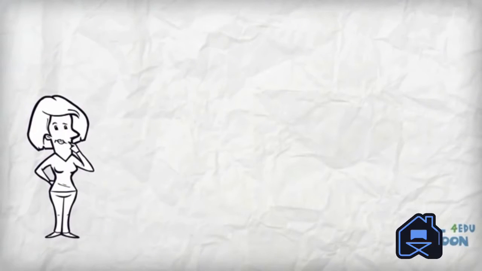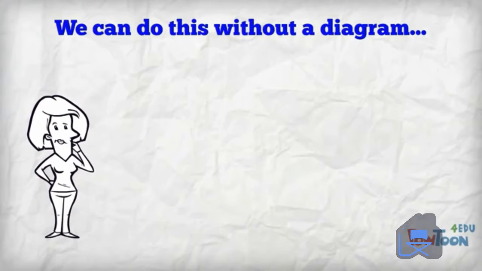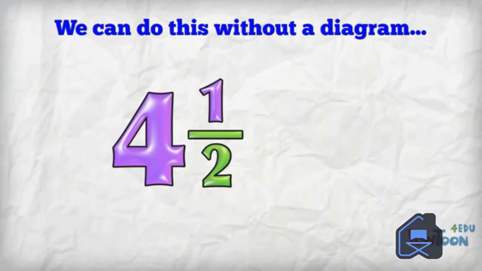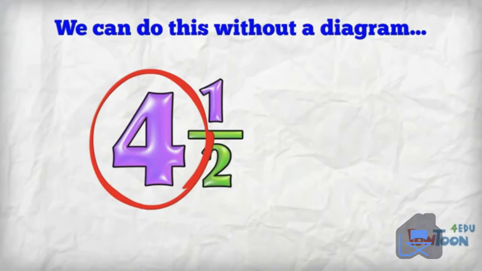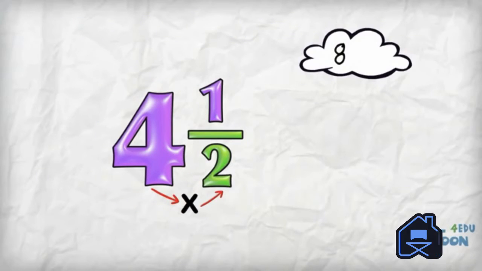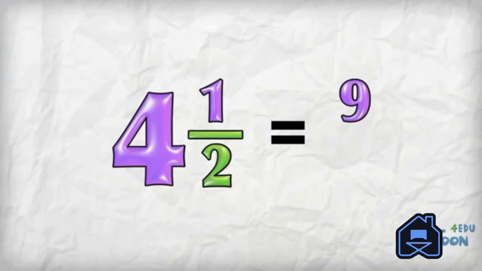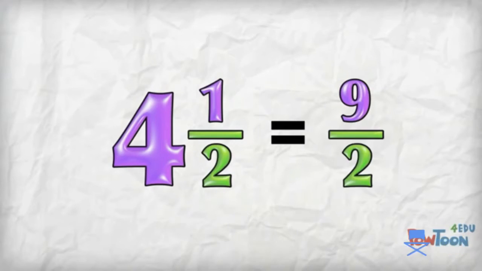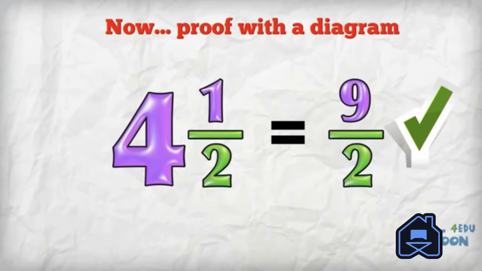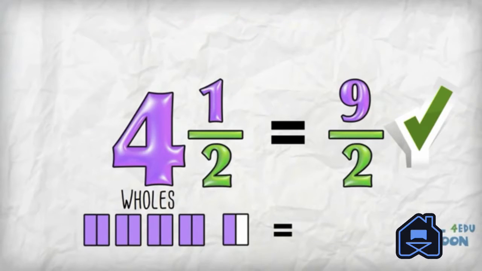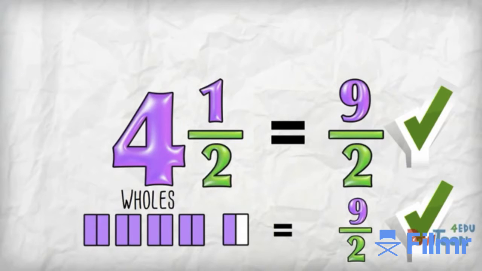We can also do this work without using a diagram. Let's take another example. 4 1/2. Each whole is worth 2 because our denominator is 2. I have 4 wholes, so that means I have 4 lots of 2, or 4 times 2. That's 8. And I have another part here to add in from the numerator of 1. So 8 plus 1 is 9. That's our number of parts, so that's our numerator. I use the same denominator we started with, 2, and I'm done. 4 1/2 is the same as 9 over 2. And I can use a diagram to prove it. 4 wholes. Each whole is worth 2 parts, plus 1 more part out of 2. That's 9 parts out of 2. It's the same answer.